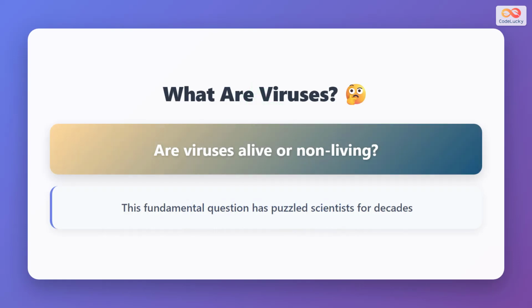One of the most intriguing questions in biology is whether viruses are alive or non-living. This fundamental question has puzzled scientists for decades and continues to spark debate in the scientific community. The answer is not straightforward because viruses exhibit characteristics of both living and non-living things. They share some properties with living organisms while lacking other essential features of life. This ambiguity makes viruses a unique subject of study in microbiology.